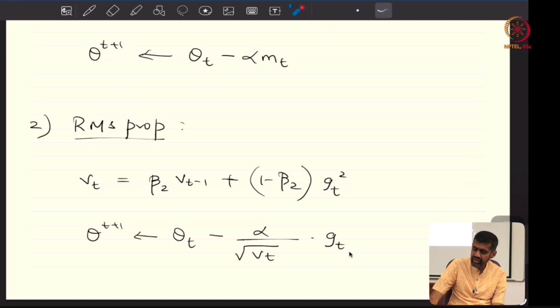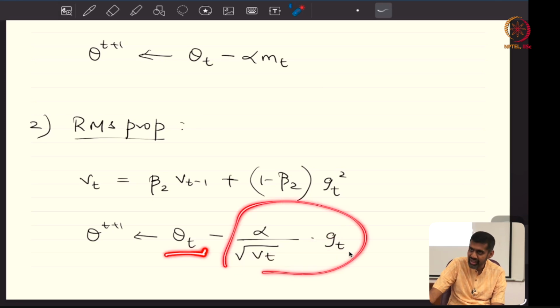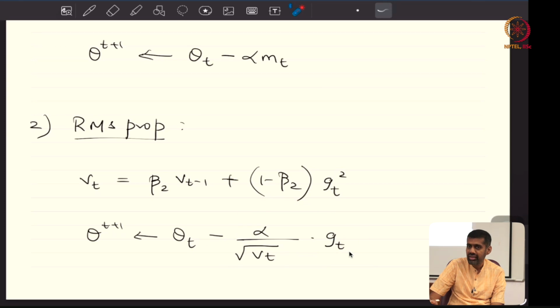So, why do we need this root of Vt? The physical dimensions of Gt is the square root of gradients, right. So, root of Vt has the dimensions of gradients, and Gt is gradients. They both cancel, and the result will be of the dimensions of the parameters, and that is why you can add and subtract them. The dimensionality has to match, right.